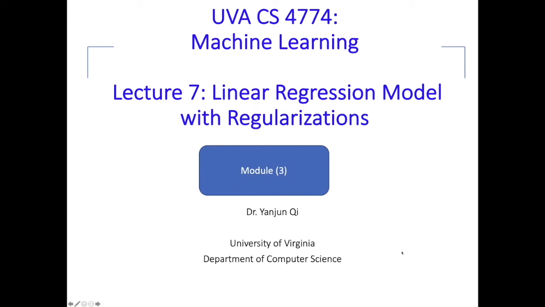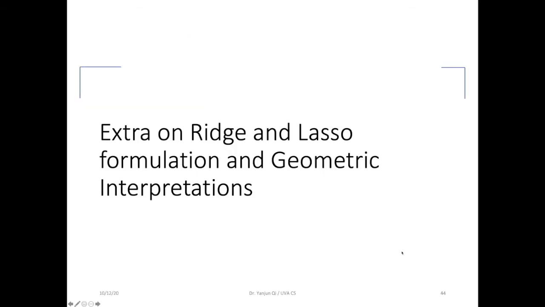So this is lecture 7 of linear regression with regularization, module 3. This is an extra module that covers the contents we don't have time to cover during class. This module focuses on the geometric interpretations of ridge regression and lasso regression. And I reuse part of my last year's recordings on those geometric interpretations.